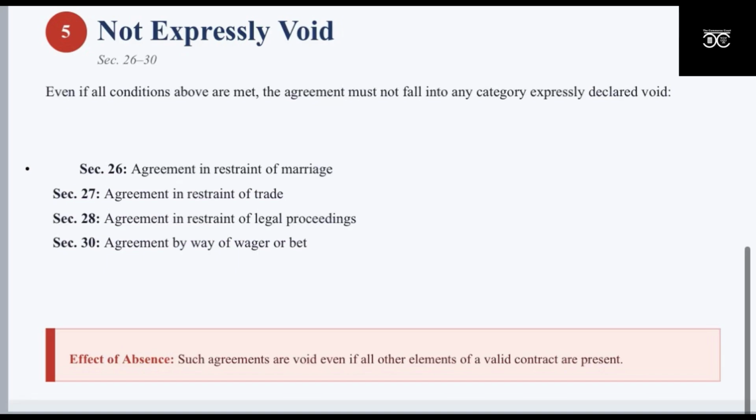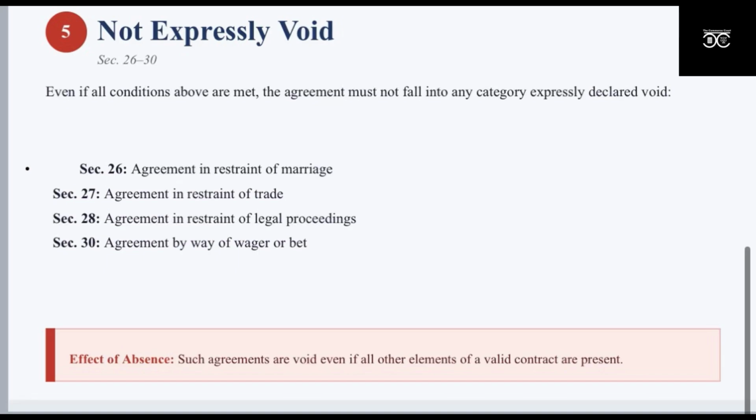So, any agreement that prohibits a person from exercising a lawful profession, trade, or business is void. Section 28 speaks about agreements in restraint of legal proceedings. That is, an agreement that restricts a person from enforcing their legal rights through courts or reduces the time for doing so is void. For example, an agreement stating neither party will sue the other if the contract is breached is actually void. Section 30 speaks about agreements by way of wager or wagering agreements. That is, agreements to pay money or money's worth based on the uncertain outcome of an event are void.